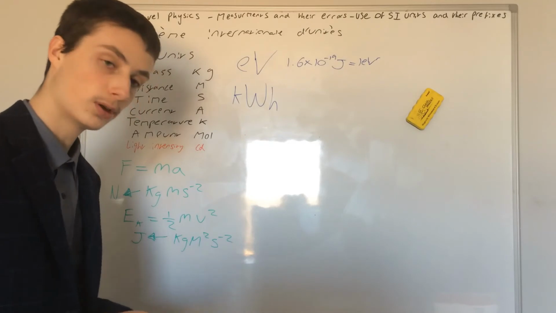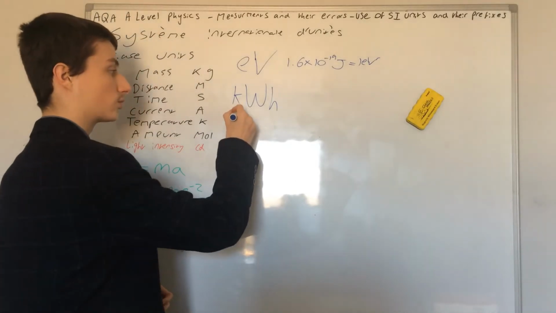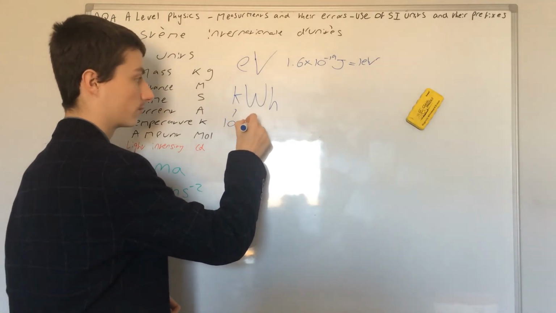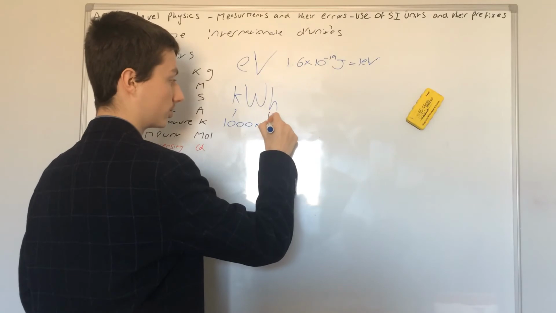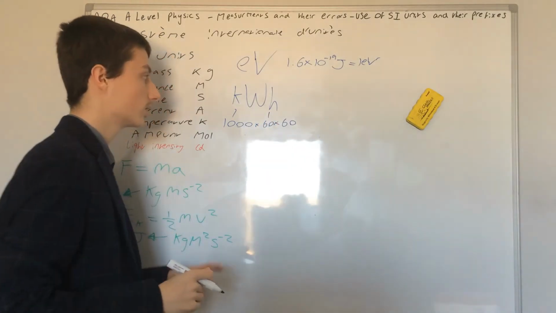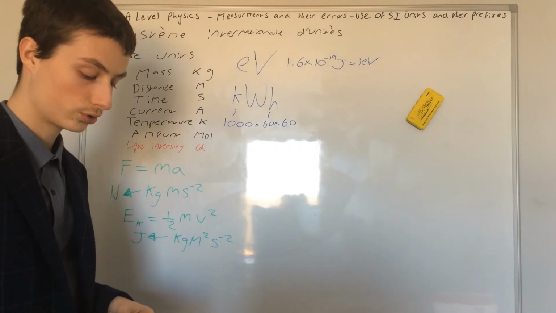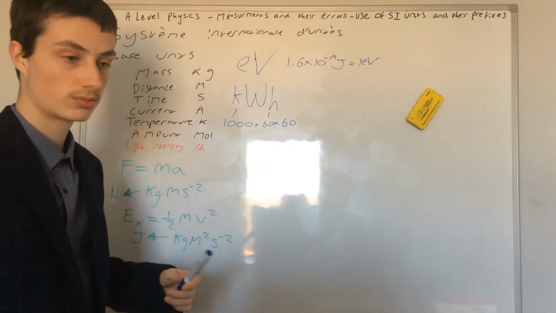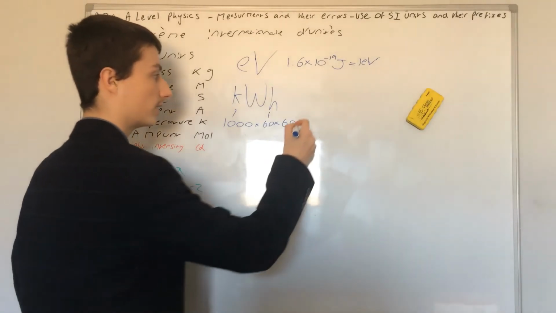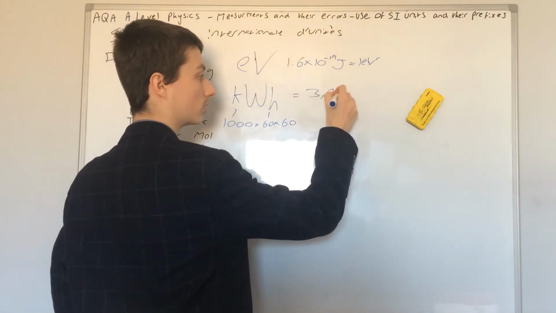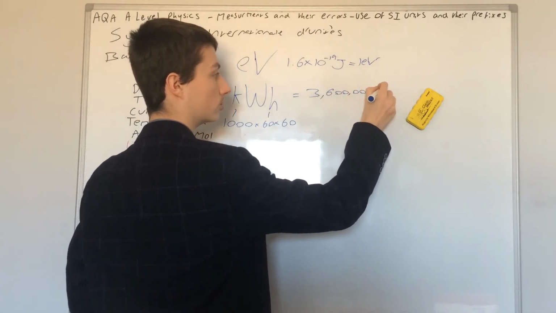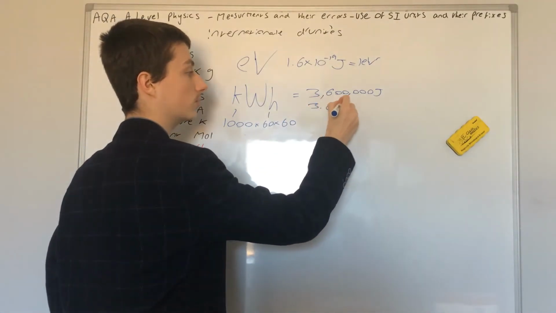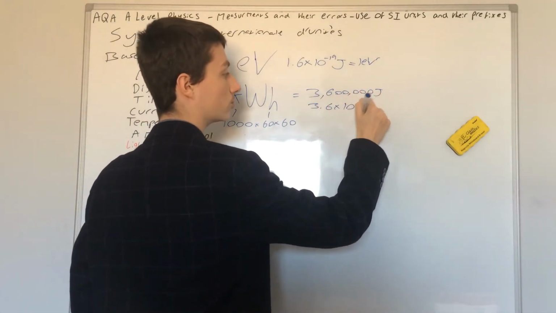Kilowatt hour, you might have seen in appliances around the house. A battery can store 3 kilowatt hours of charge. Not of charge, but of energy, but the domestic term is charge. A kilowatt is 1000 joules per second, and an hour is composed of 60 times 60 seconds, and that is equal to 3,600,000 joules of energy per kilowatt hour, or 3.6 times 10 to the 6 joules.